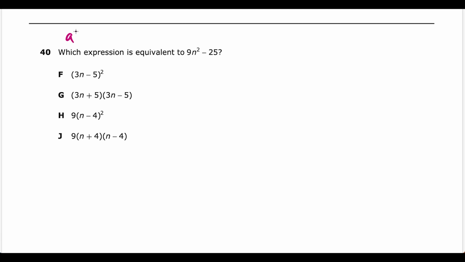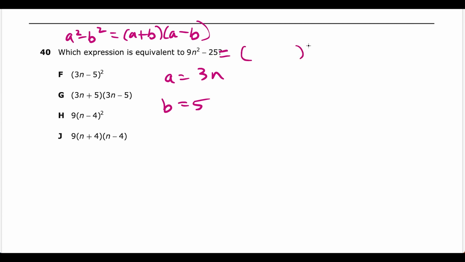Question 40, you should know the difference of two squares formula. Anytime you have the difference of two squares, it factors to a plus b times a minus b. So here, this is almost as if we have an a value of 3n and a b value of 5. Because if I do a squared, 3n times 3n gives me 9n squared, and then b squared would give me 5 times 5 is 25. So then this is going to factor to a plus b times a minus b. So I'd have a is 3n plus b is 5 times a is 3n minus b is 5.